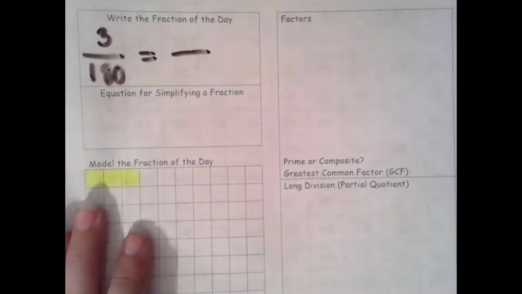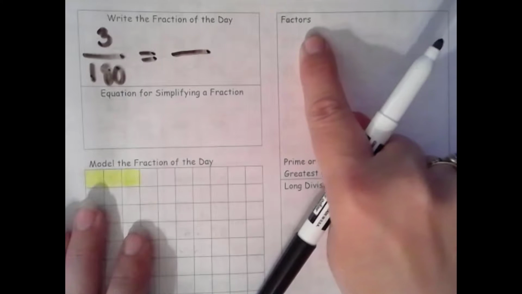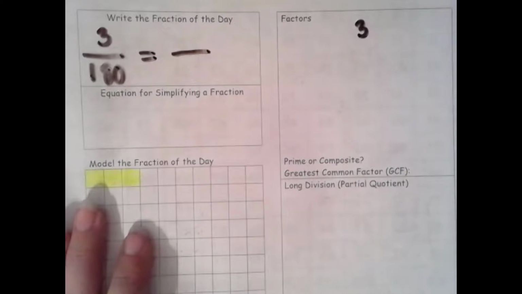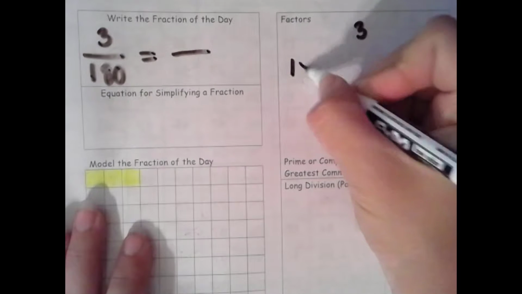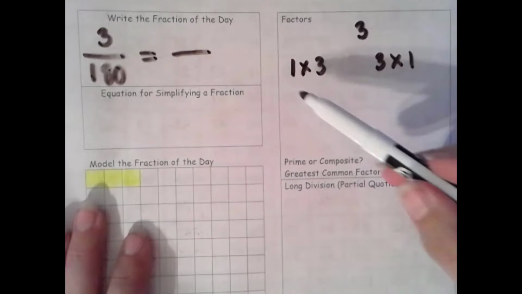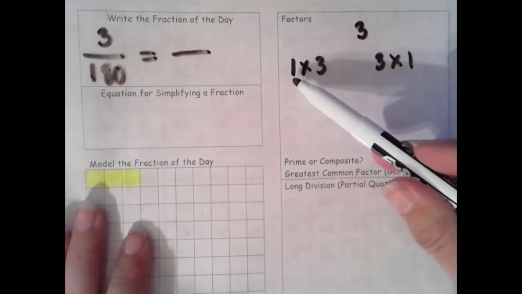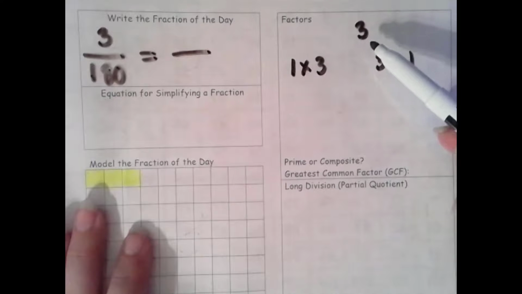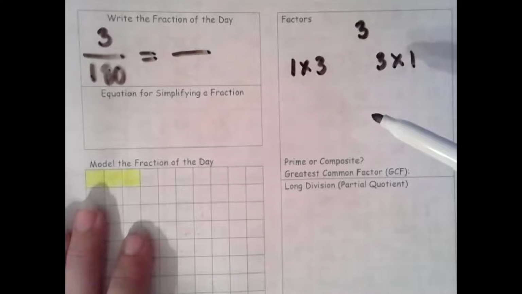Okay, now we're going to look for our factors, so the numbers that multiply together to make our numerator. 2 factors we always know are 1 and the number itself. Using the commutative property of multiplication, I can also write it as 3 times 1. Now, the only whole number between 1 and 3 is 2. So we just have to think, is 2 a factor? 2 times anything equal 3? Another whole number? No. So that means we're done.